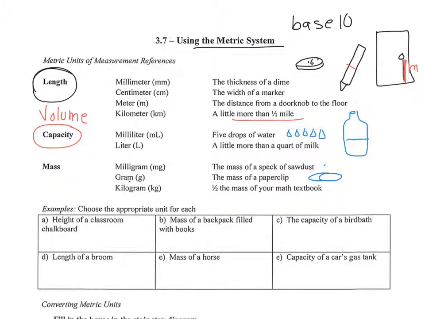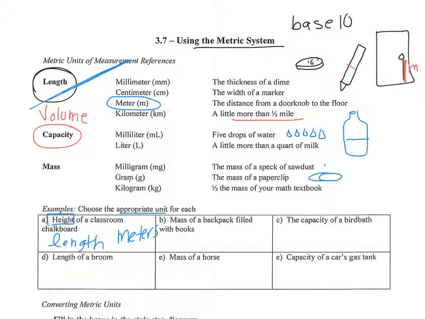Okay, so down here, choose an appropriate unit. So first you have to think about, are we talking about length, how long something is? Are we talking about volume, how much space it takes up? Or are we talking about mass? If you lift it up, how much does it weigh? So the height of a classroom chalkboard, we're talking about a distance, so it's a length. So if we're going to measure this, are we going to measure this in millimeters, centimeters, meters, or kilometers? Well, millimeters are so tiny, and centimeters really are too. You could use meters. So the answer right here would be meters.